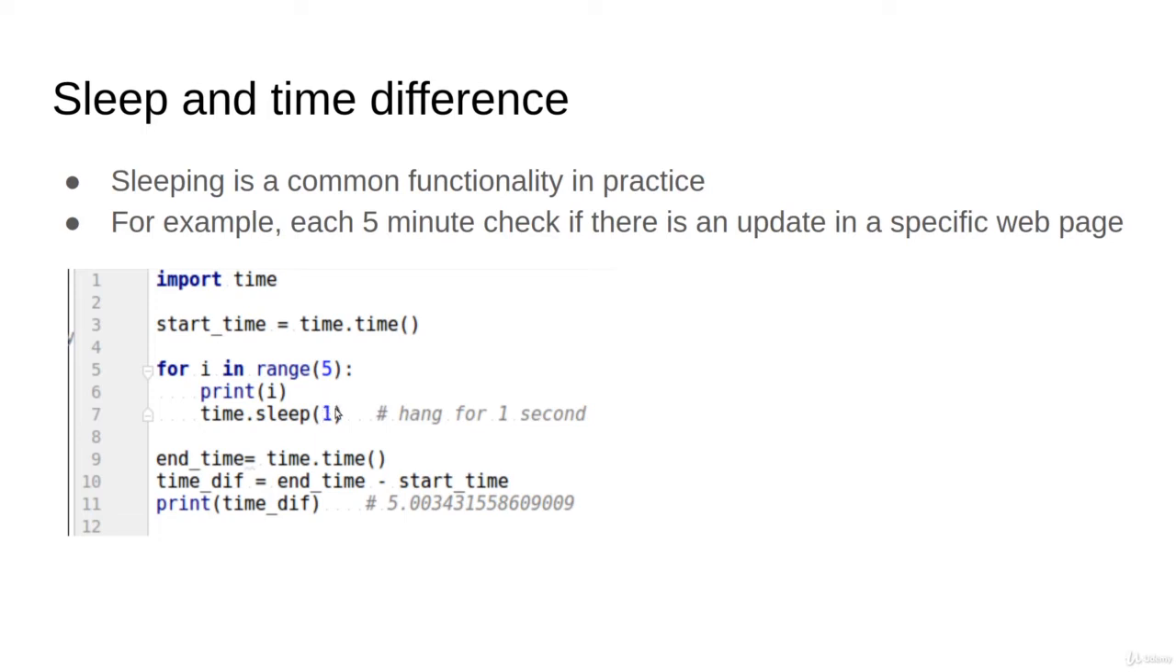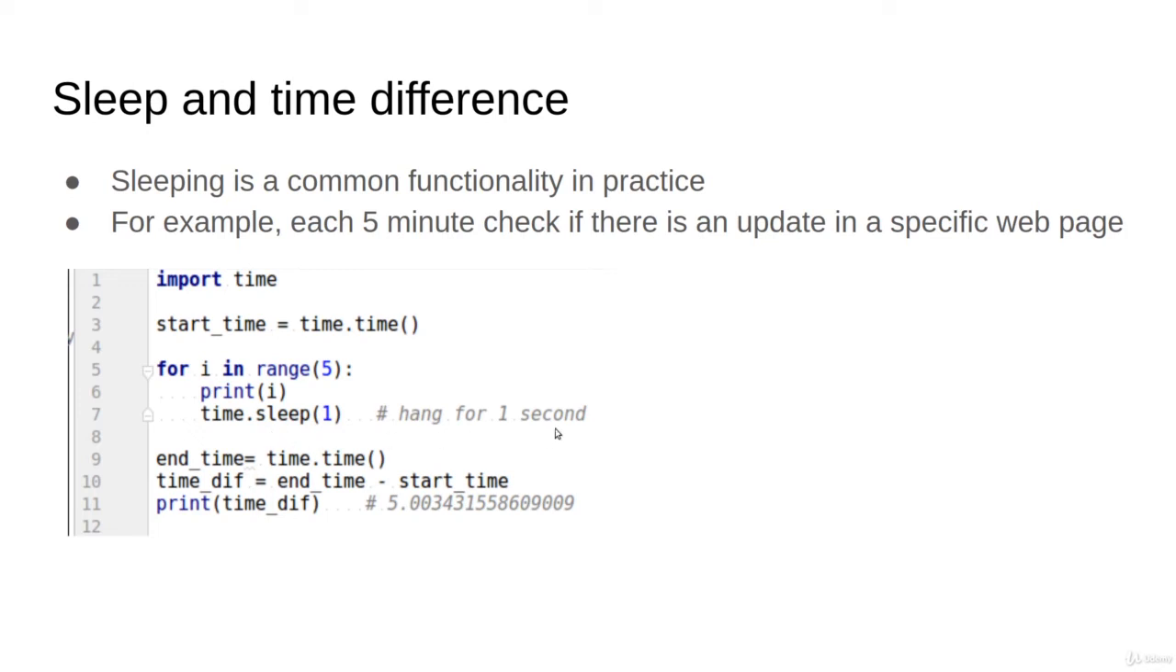This is a total number of seconds. When you write time.sleep(1), it means hang for 1 second. If you give 10, it means hang for 10 seconds. So this is a very useful functionality if you have something like, let's say, every 5 minutes I check my database. The sleep functionality can help me to do this hanging.